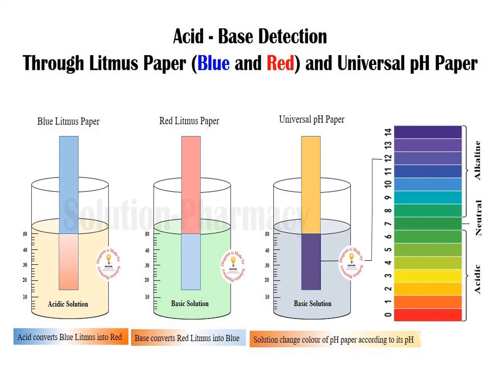In this diagram you can see that blue litmus paper turns red in acidic solution. Red litmus paper turns blue in basic solution. Next is the universal indicator paper, which turns violet in basic solution.